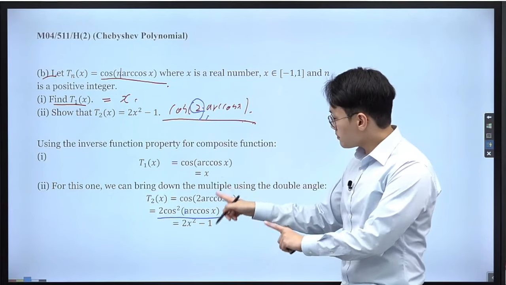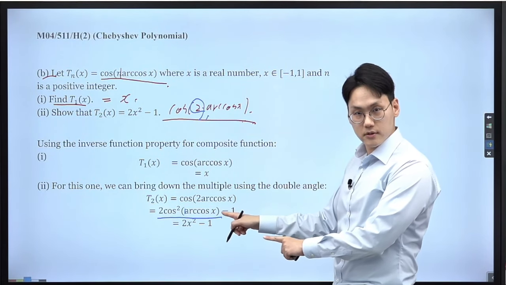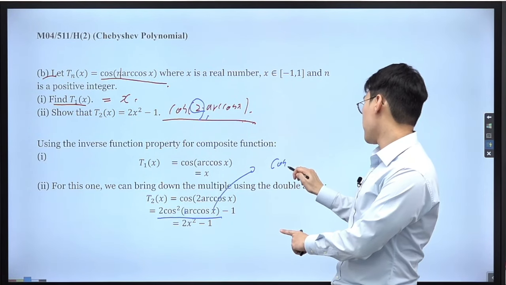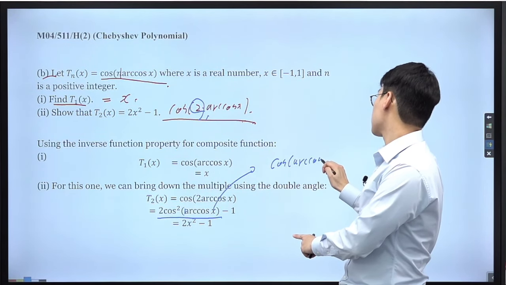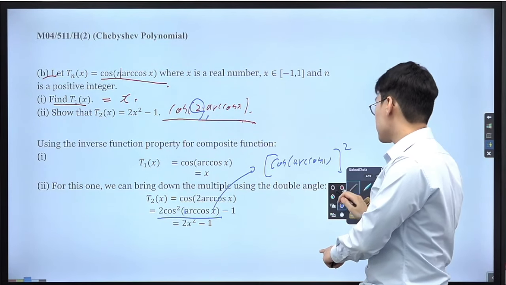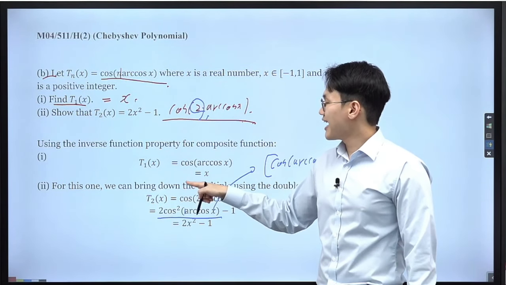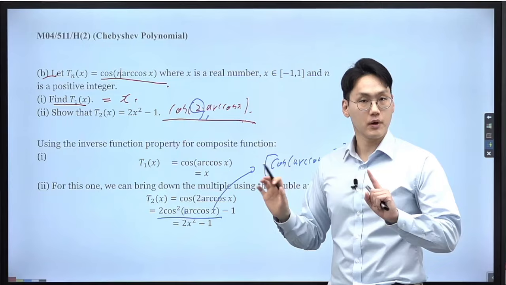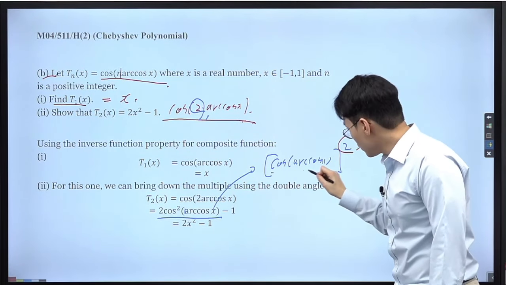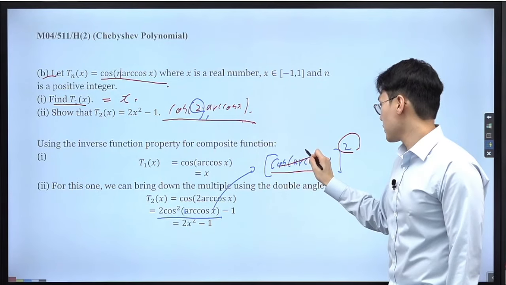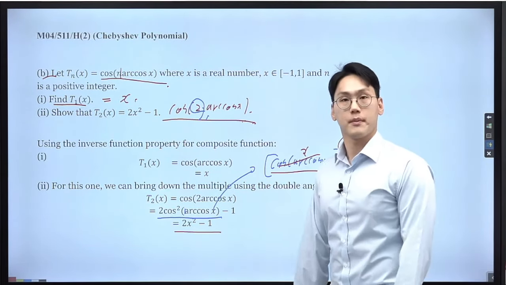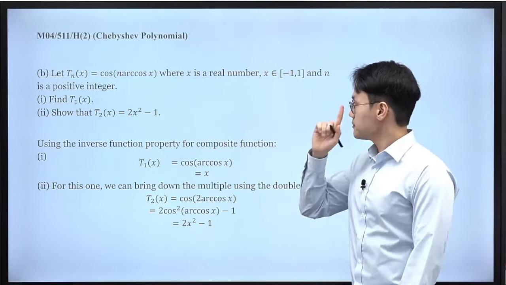Some people actually get confused with this composition. Let me quickly remind you, this is the same as cosine of arc cosine x, all squared. Students often make the mistake of just compositing once and leaving out the cosine still, but that's not what we're doing. We're compositing first and then putting the perfect square. So using the inverse function property, this will become just x. I'm squaring it, so it becomes x squared. So I got 2x squared minus 1. I'm very happy. Okay, that is great.